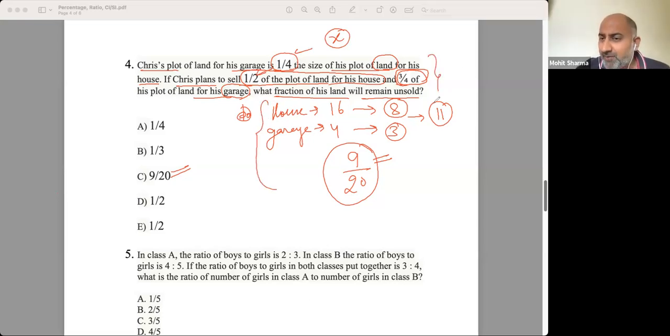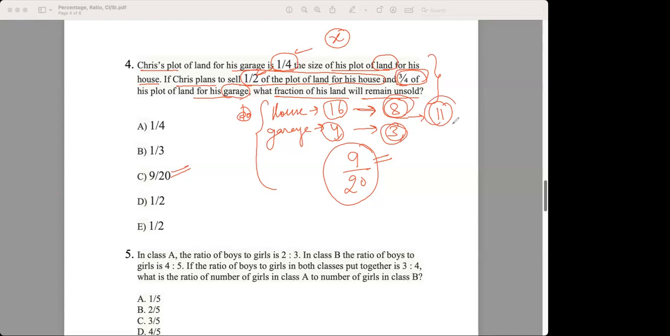See, you'll have a lot of such questions. The idea is you take the total number as something which will remove all the fractions. That's your target. You don't want to deal with fractions. The total number should be the LCM of the denominators. Then it will not be a fraction.